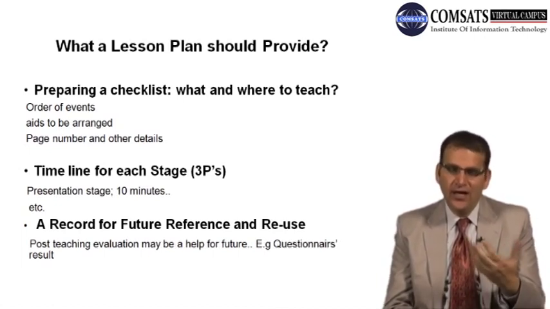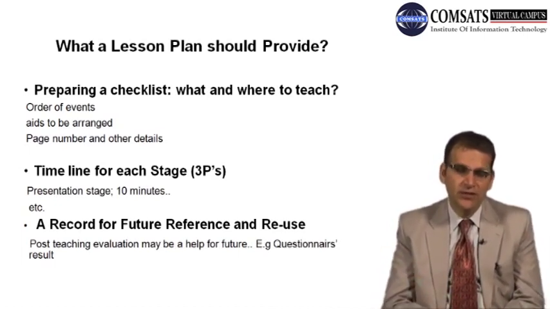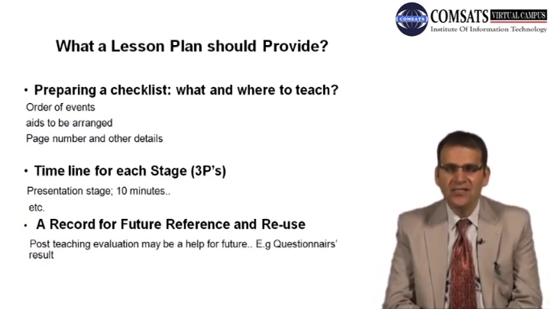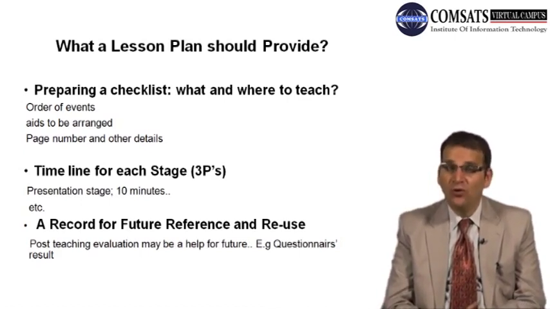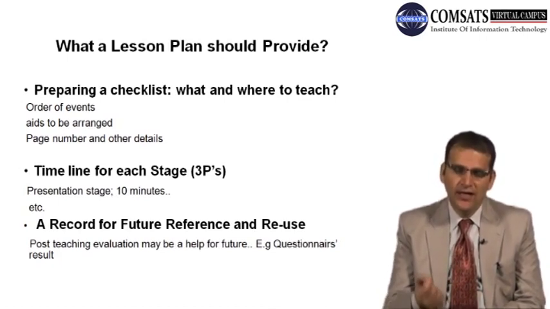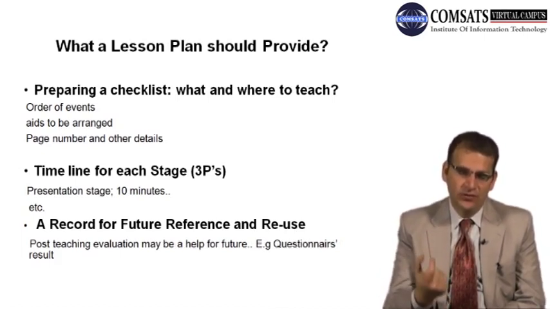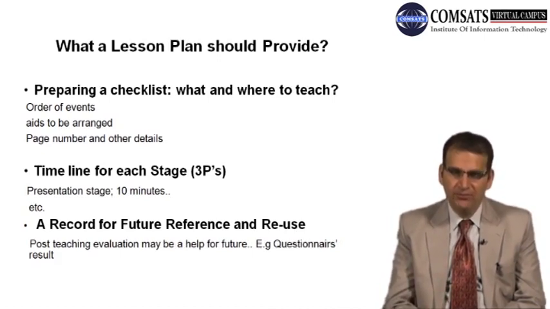And then, of course, if you are following a book, what is the exact page number? So again, a checklist is a must: what to teach, where to teach, and what should be the order of events. What should be the order, which page number you will use, which teaching aids you would use, and how these aids are arranged. So this is what we call a checklist.